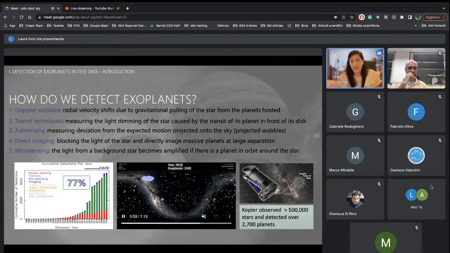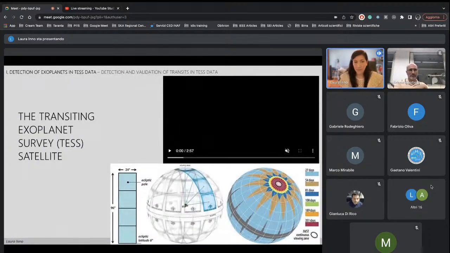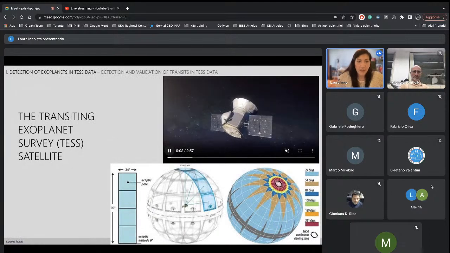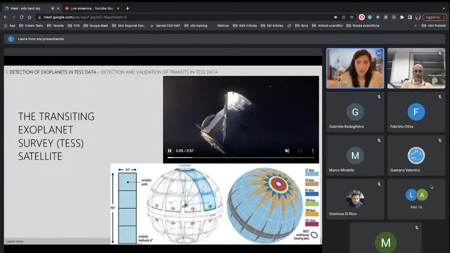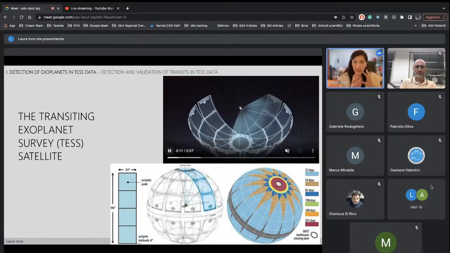And it's actually Kepler alone that is responsible for more than half of the known planets today. So, building on the success of the Kepler mission, NASA also sent another space telescope to search for exoplanets. This is TESS, the Transiting Exoplanet Survey Satellite. The strategy for TESS was slightly different.